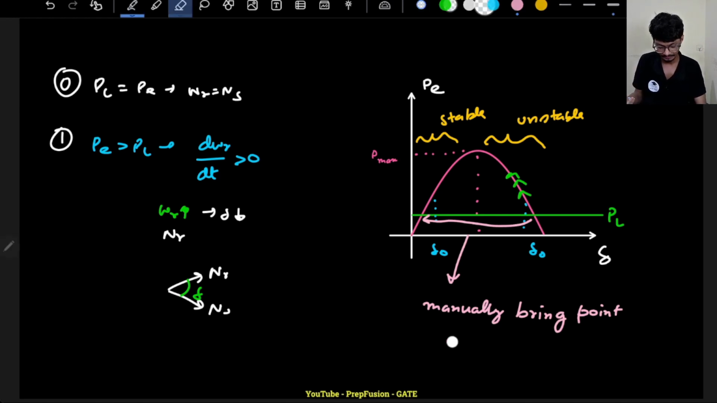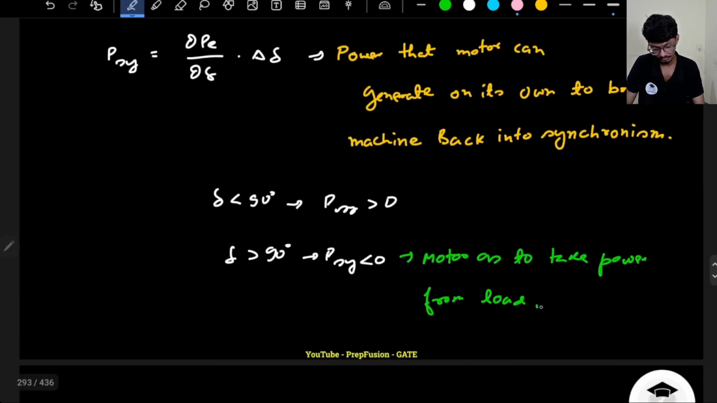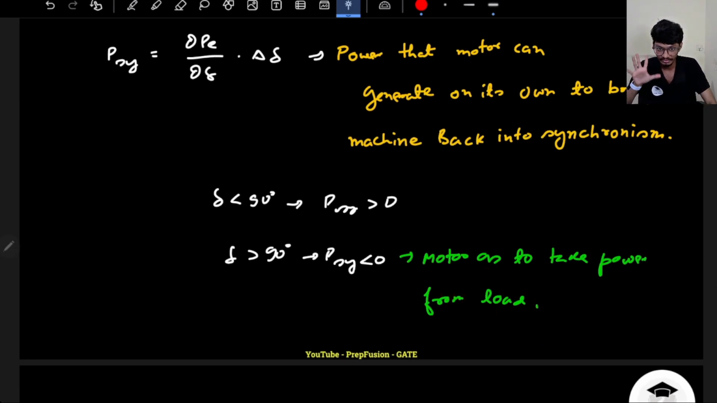So this is what it means, that synchronizing power is negative. Negative means you have to manually do it by yourself. The motor will not automatically do it. So from the load, that's what it means, that motor will take power from the load. So that is what this synchronizing power means. Very, very important criteria this is. We have discussed the two regions, everything we have discussed.